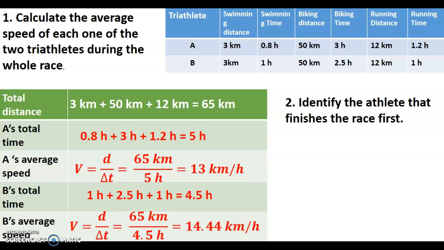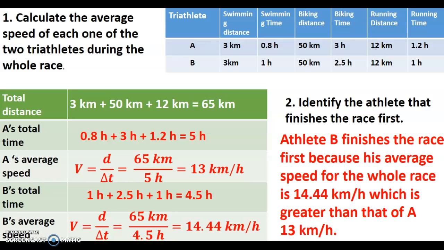Now identify the athlete that finishes the race first. So athlete B finishes the race first because his average speed for the whole race is 14.44 kilometers per hour, which is greater than that of A, 13 kilometers per hour.